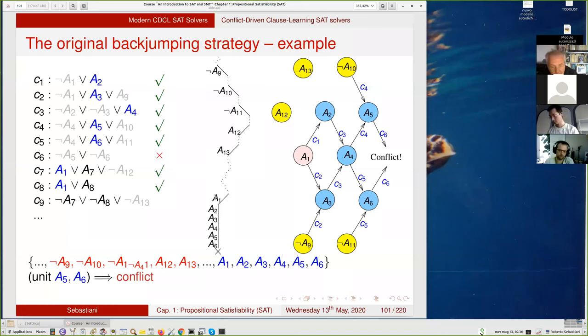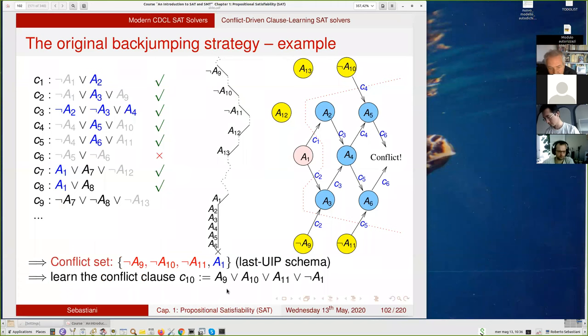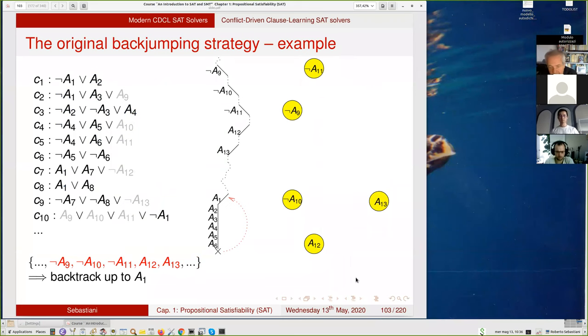Okay, so in doing this, you learn the conflict here by unipropagation, see the decision strategy, or also the last UAP strategy. You have not A10, you have the conflict set not A9, not A10, not A11, and A1, which corresponds to the clause A9, A10, A11, and not A1. Okay? So you learn this clause, you add this clause to the clause set. Okay? You add it. And you undo until you undo the failure, right?